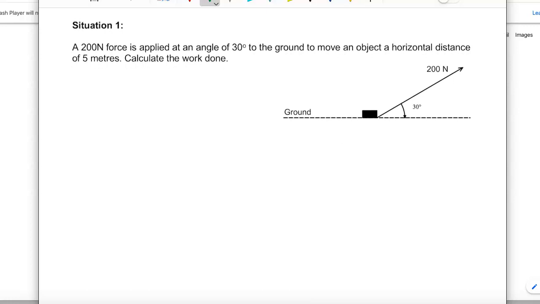In situation 1, we have a force of 200 newtons and it's applied at an angle of 30 degrees inclination from the ground to move an object, which is represented by the black rectangular box. We want to move it a distance of 5 meters. So what we want to do is calculate the work done by this force for it to move 5 meters.